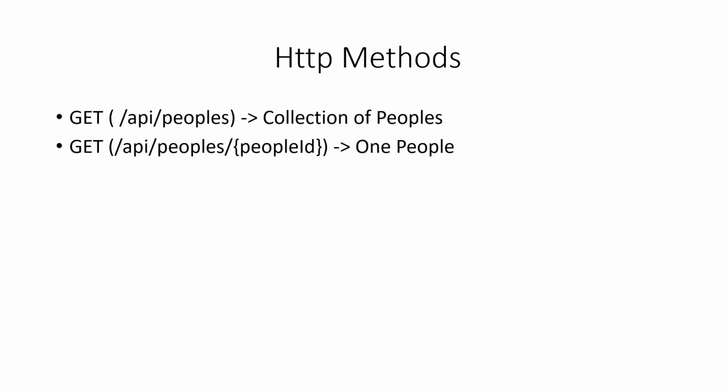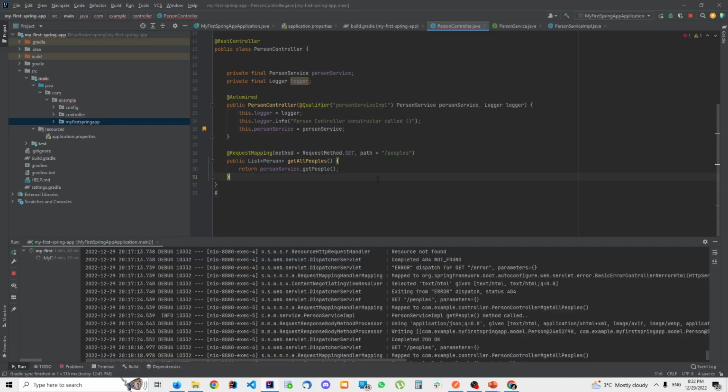Okay, so now let's build this endpoint. Basically, what I want to do is when I go to /api/peoples/ and put the ID of the people, I want to have only one people retrieved. Now I will go to my Spring app and first of all I'm going to transform this into an API.